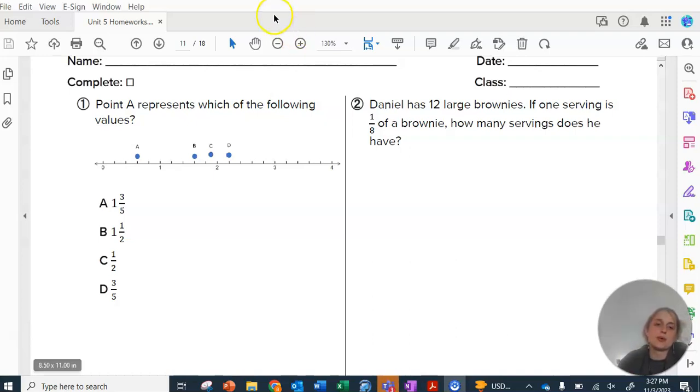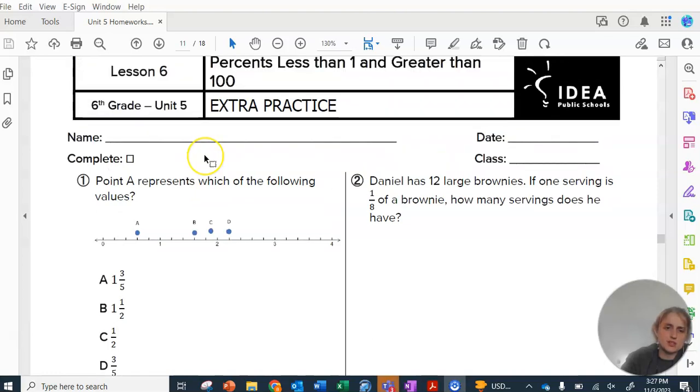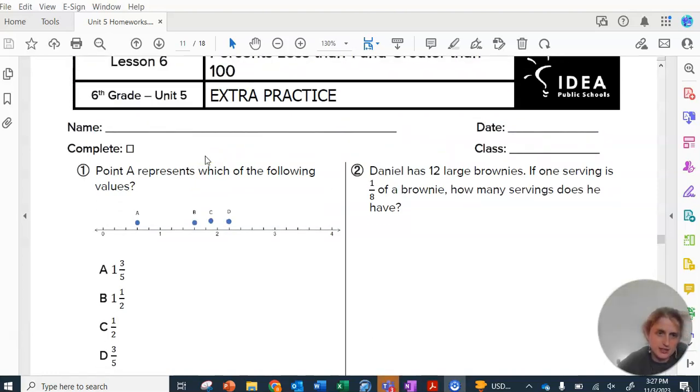And number 1. Point A represents which of the following values? Oh boy, it's such a tiny graph. Zoom in, squint, figure out what it says. Here's point A. The first thing I notice is that it's between 0 and 1 whole. That means it's less than 1 whole. So these two options here, A and B, they're bigger than 1 whole. They would be between 1 and 2. That's not where point A is. So we're choosing between 1/2 and 3/5.